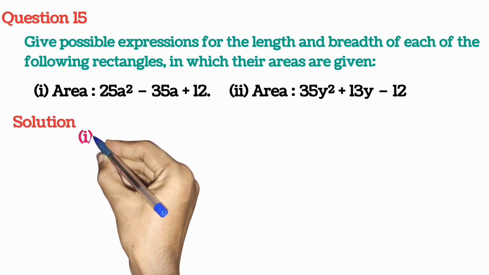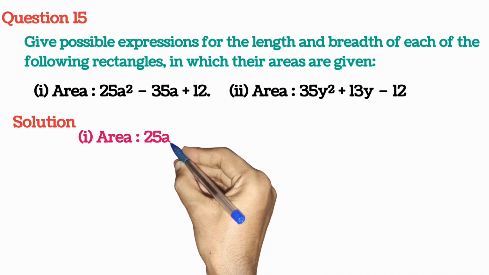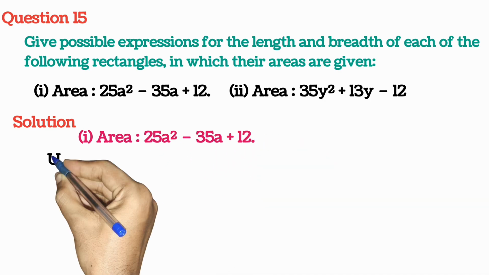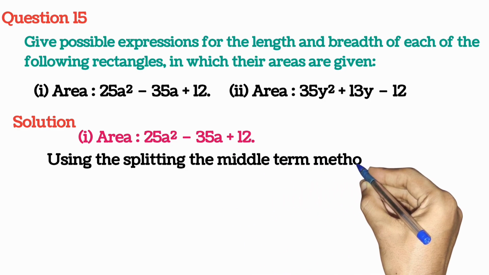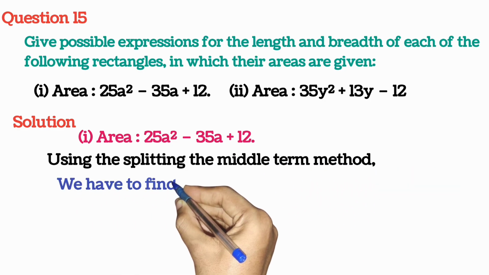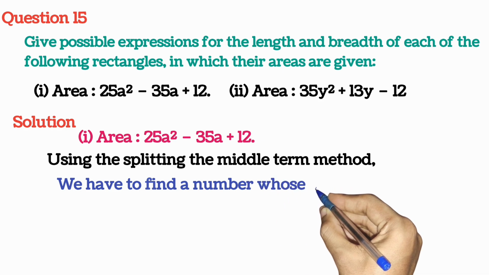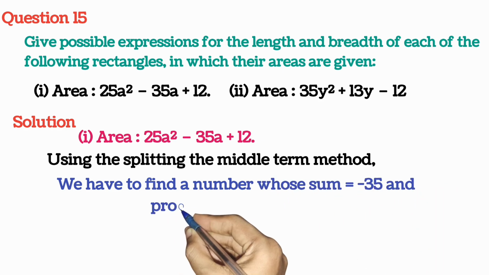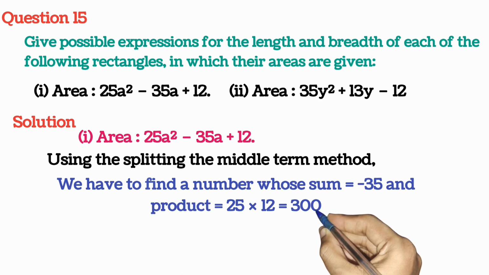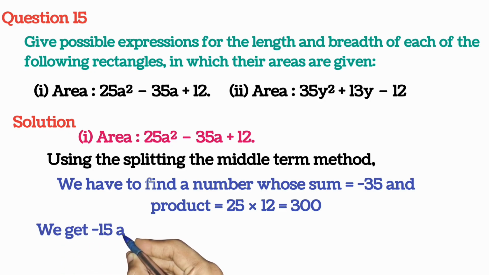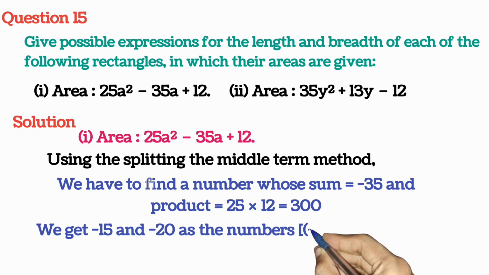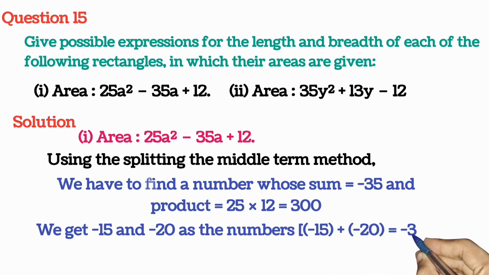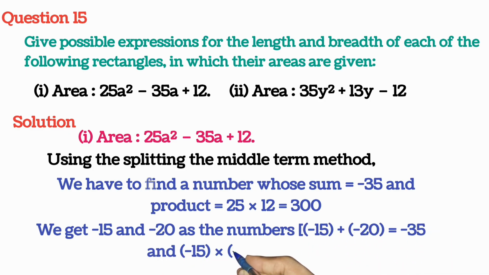Then solution for this. First, area equal to 25a square minus 35a plus 12, using the splitting the middle term method. Then we have to find a number whose sum equals minus 35 and product equals 25 into 12 equals 300. We get minus 15 and minus 20 as the numbers. Then minus 15 plus minus 20 equals minus 35 and minus 15 into minus 20 equals 300.